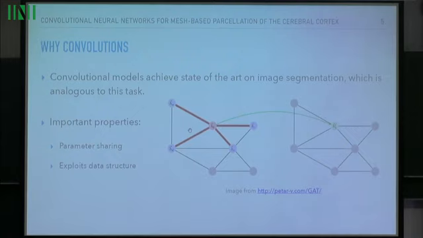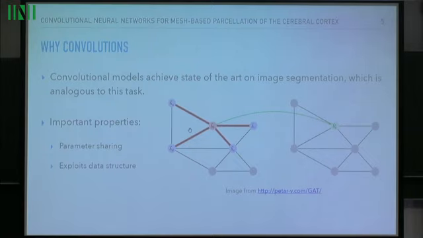Now, we decided to take an approach that uses convolutional neural networks, in particular the latest advances of convolutional neural networks, which are graph convolutions. These methods generally achieve state-of-the-art on image segmentation, and it's analogous to the task of segmentation on a graph, which is what this mesh represents. What's really nice is we can reuse some of the ideas that work on image processing, such as parameter sharing and data structure exploitation. We do have to put in a bit more effort, but if we do, we're able to generalize the convolution operator from images to graphs.